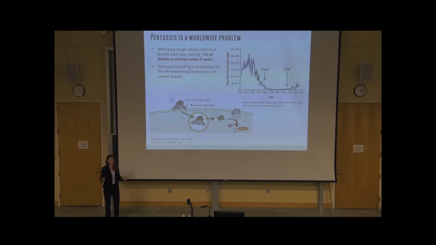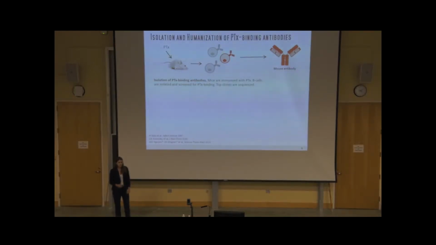The result of this, on a body-wide scale, is this increased white blood cell count called leukocytosis, which can be so severe that it clogs small capillaries, can cause organ failure, and of course, eventually death, particularly in infants. So our question is, how can we protect and treat infants who are too young to receive, for example, the pertussis vaccine? Of course, we're an antibody lab, and we think that we can do this by using antibodies. So first, we know that pertussis toxin is maybe an important target.